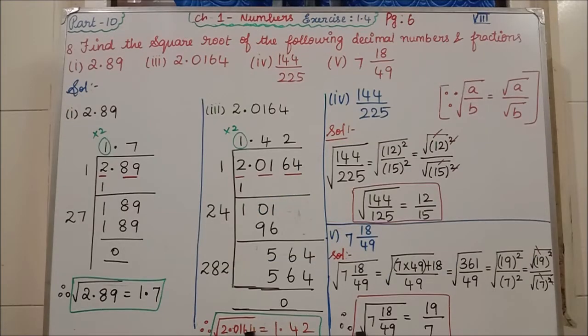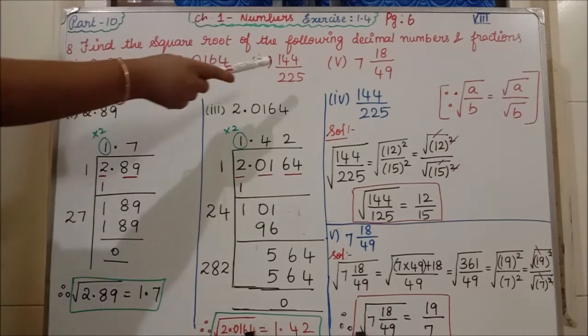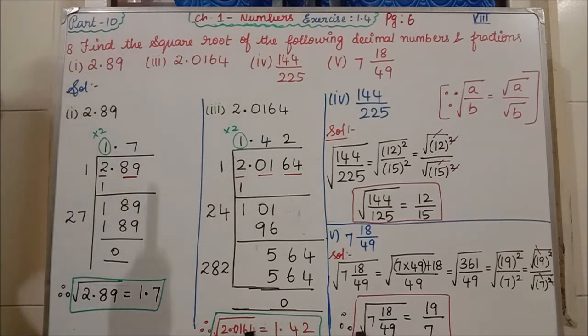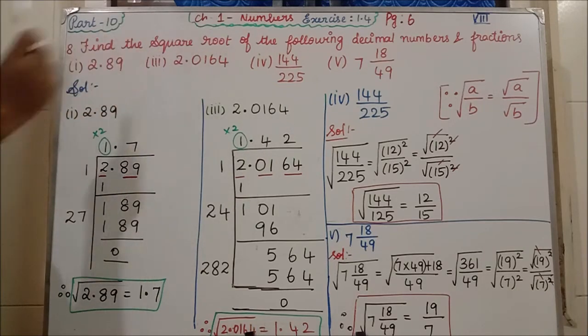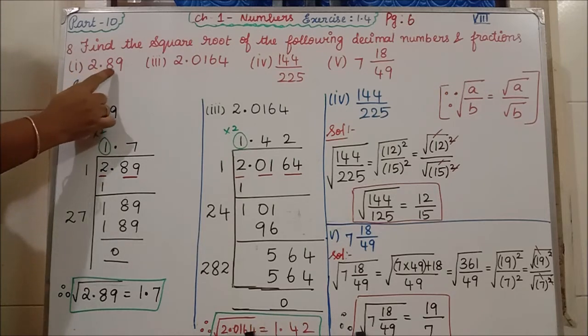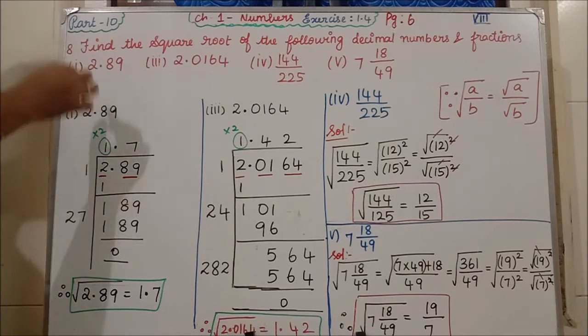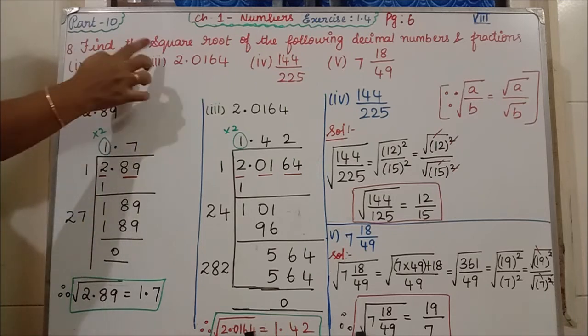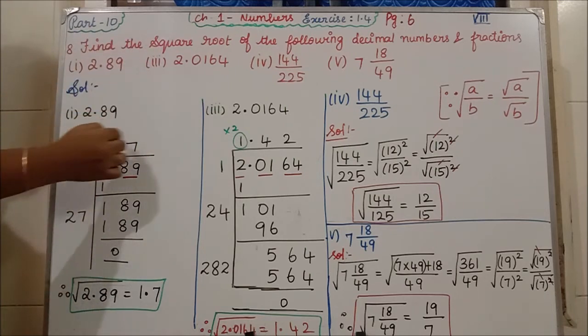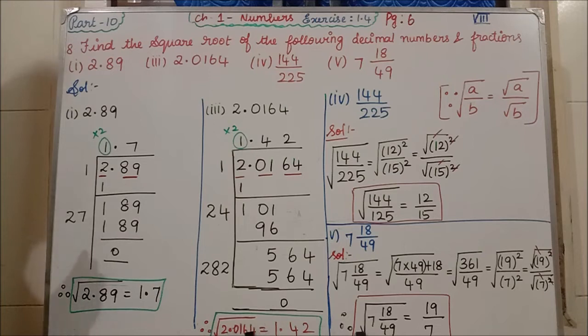Next we are going to see the 8th question. Find the square root of the following decimal numbers and fractions. Okay, they have given the decimal numbers as well as the fractions. For these decimal numbers and fractions, we have to find the square root. Clear? Now, this is the first question: 2.89. I am going to use the long division method to find the square root.